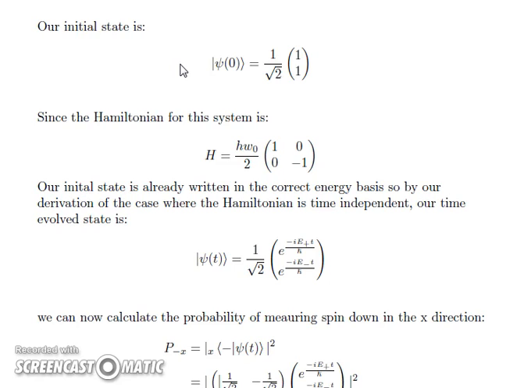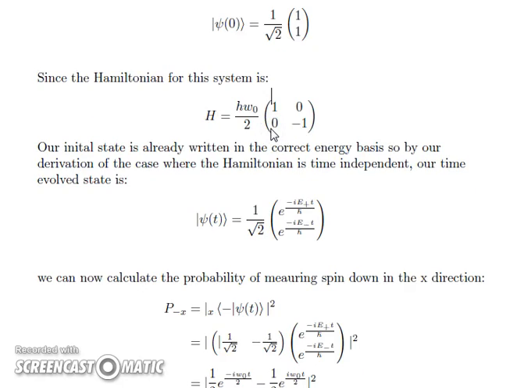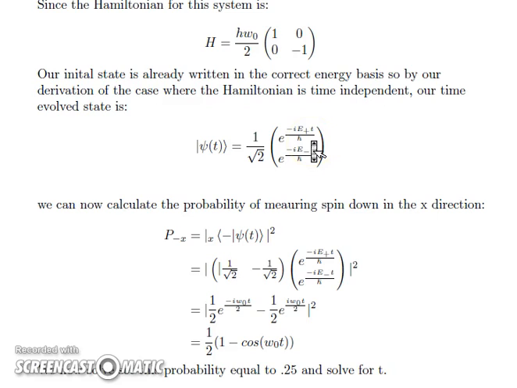So with that in mind, our initial state is this, and then the Hamiltonian, due to the magnetic field orthogonal to the direction that the beam is traveling in, is this. Since our initial state is already written in the energy basis, due to our derivation of the case where the Hamiltonian is time independent, the time evolved state is going to be this.